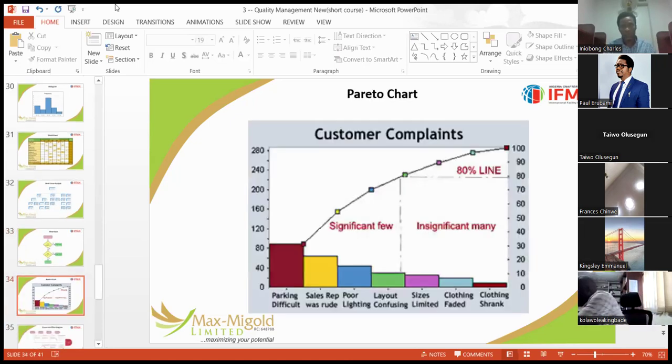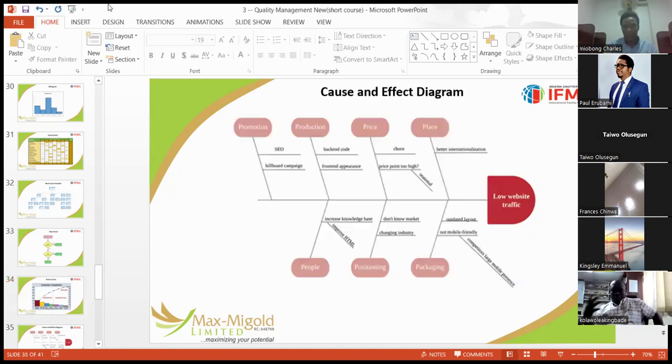So we talked a little about the Pareto chart. The Pareto chart is the 80%. It says that 80% of effects come from 20% of possible causes. So when you draw this chart, you want to look at those 20% things that can affect the 80%. So the Pareto chart helps you to do that.